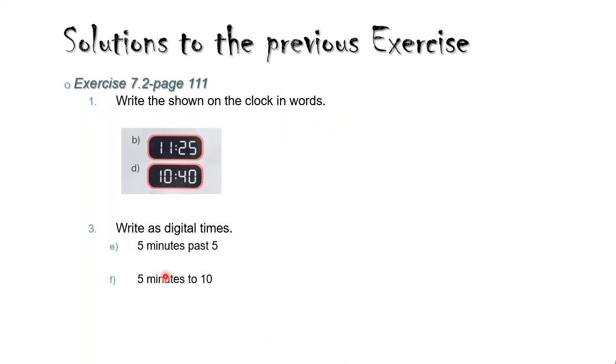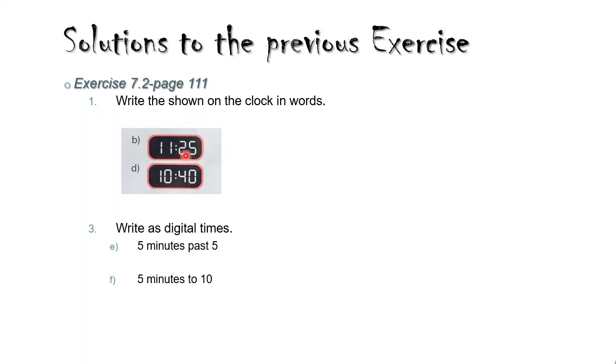It is from exercise 7.2, page 111. Number 1 says write down the time shown on the clock in words, which is in B and D. For example, let's start with B. This is 11:25.